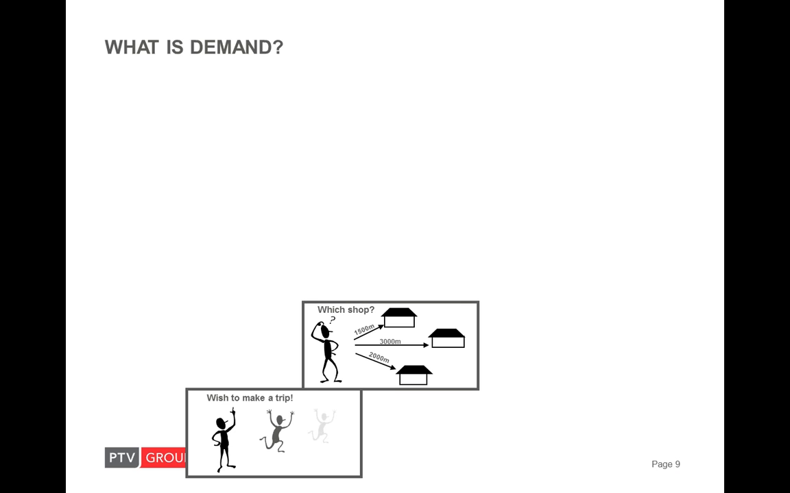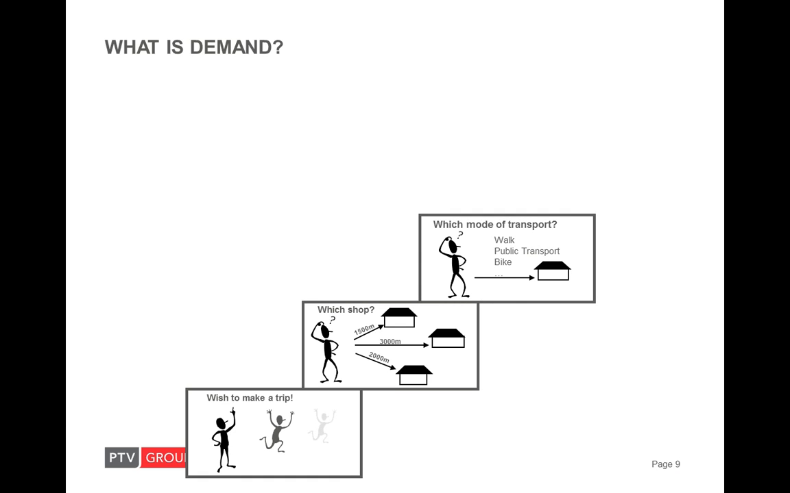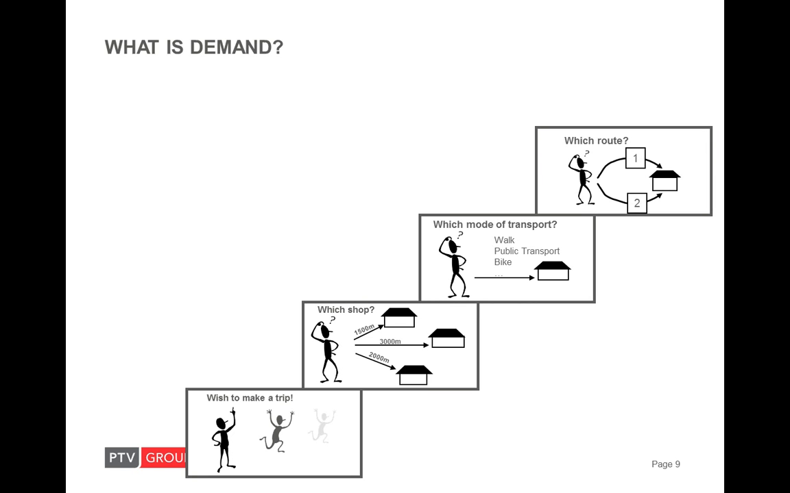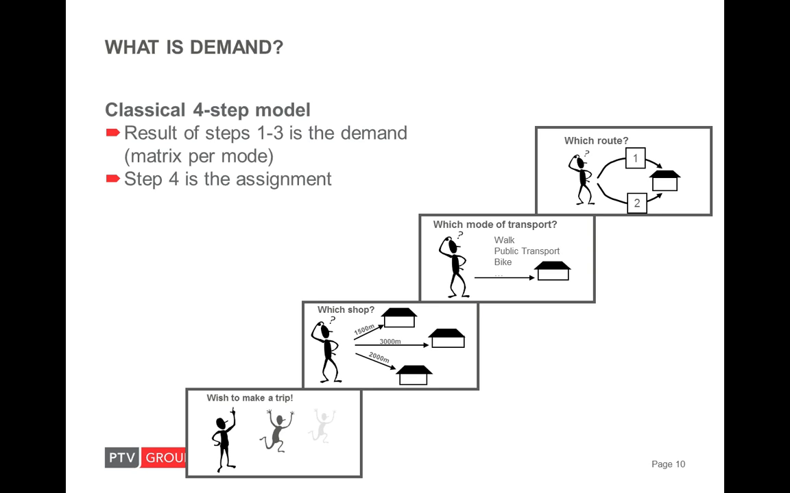The second level is then the question of trip distribution or destination choice. So which of the different shops should I choose? The third step is then the mode choice. You can walk, you can use public transport, you can take the bike. And the fourth step is the assignment, which means which route, which connection do I choose to my destination. The result of the first 3 steps is actually what we call the demand, which is in Visum a matrix per mode. So one matrix, for example, for public transport, but it also can be several matrices for different time intervals. And the 4th step is then the assignment.